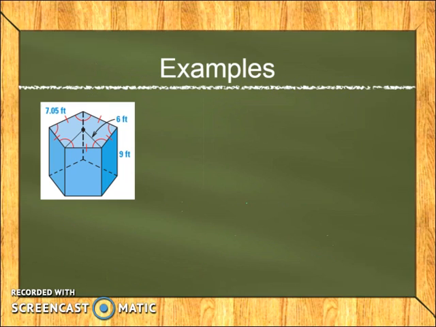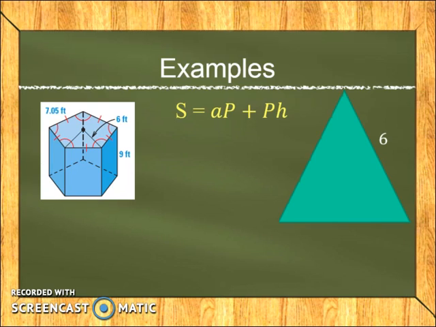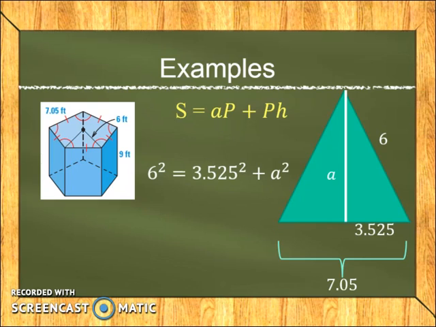So for an example, we have a regular pentagon, so we're going to use the formula AP plus PH. To find the area of the pentagon, we're going to do the triangle. We're going to find the apothem. The radius is 6. Our side length is 7.05. Half of 7.05 is 3.525. And then to find the apothem, we use the Pythagorean theorem to solve for A. So we get that A is 4.85.